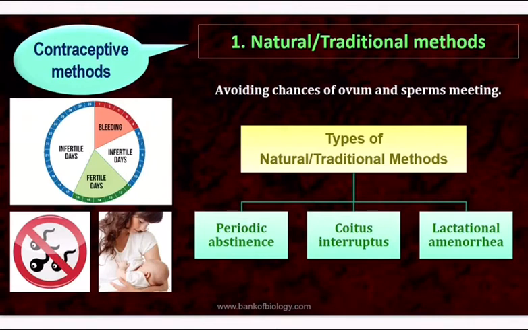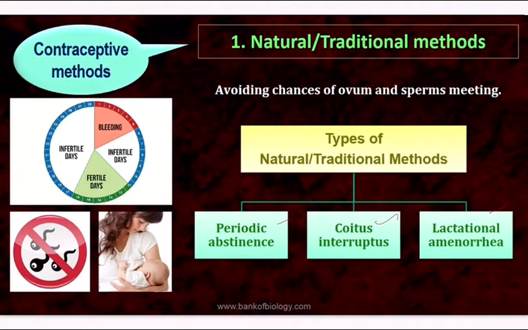And in the natural or traditional methods, avoiding chances of ovum meeting the sperm. So sperm and ovum should not meet, because if they meet, what happens? Zygote is formed, embryo will be formed, lady becomes pregnant. So there are three types of natural or traditional methods. So natural method basically is to avoid meeting of the sperm and the ovum. So these include these three methods: periodic abstinence, coitus interruptus, and lactational amenorrhea. So these are the three methods.